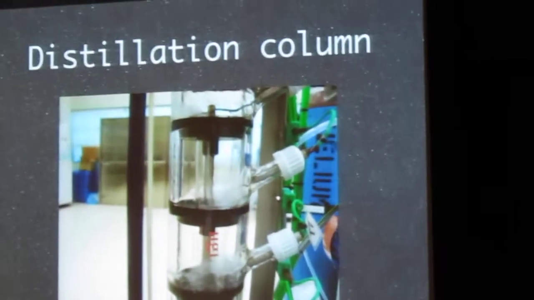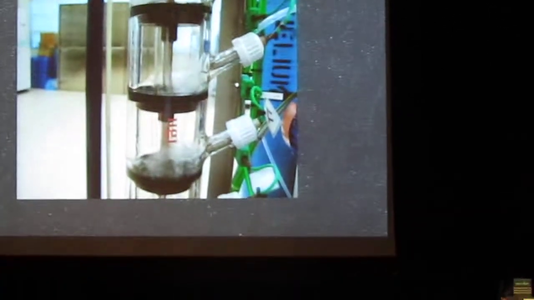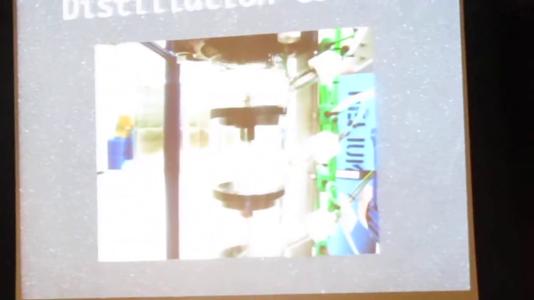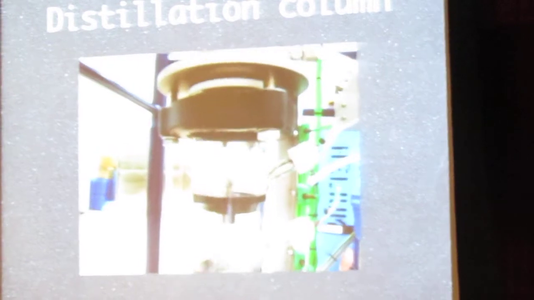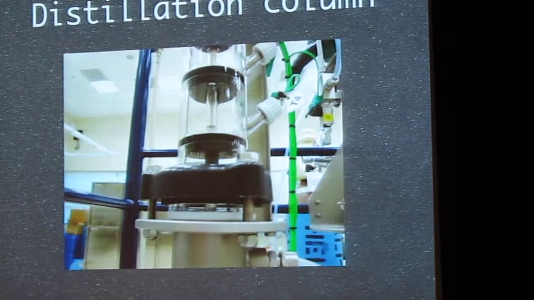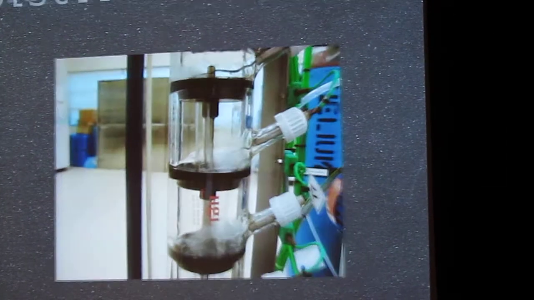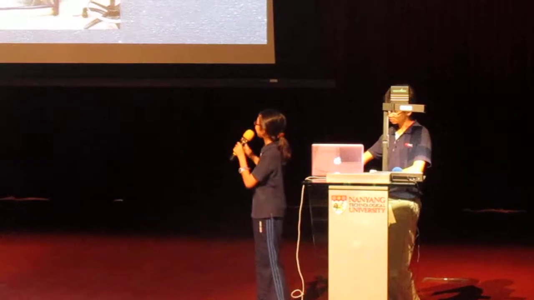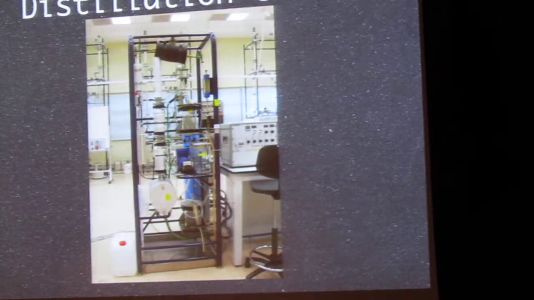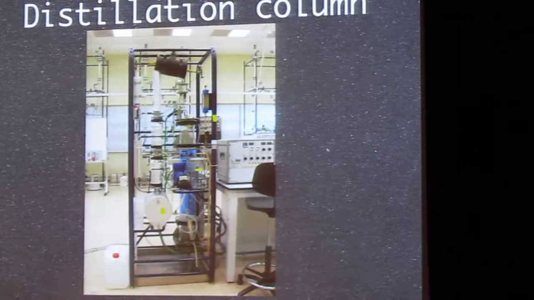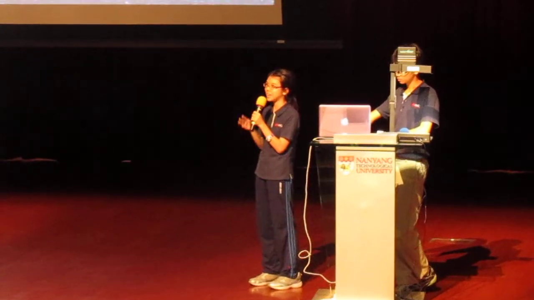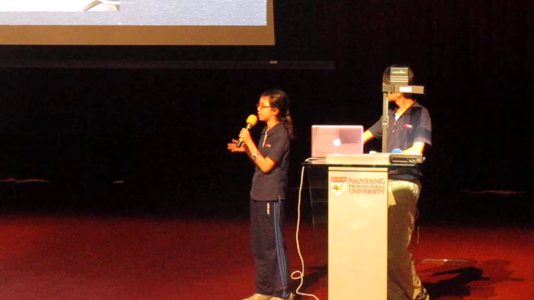This is the distillation column, where you can see the actual distillation happening and the evaporation. You can see the liquid is boiling and the vapor will slowly rise up. And this is the entire distillation column machine, and you can see all the parts that I had just mentioned. The three parts that I have mentioned just now are the main parts that you must know in order to do distillation.